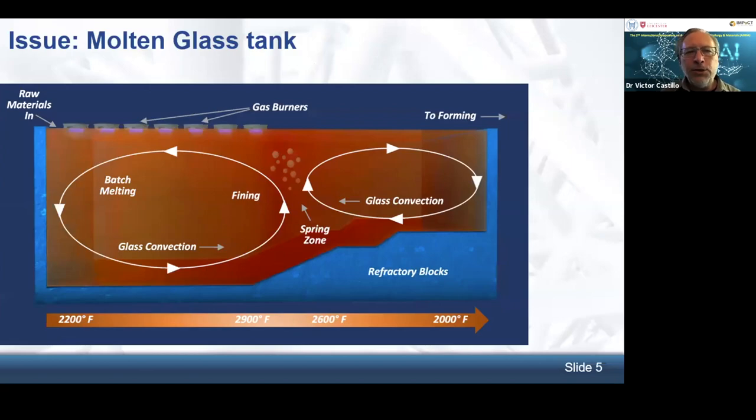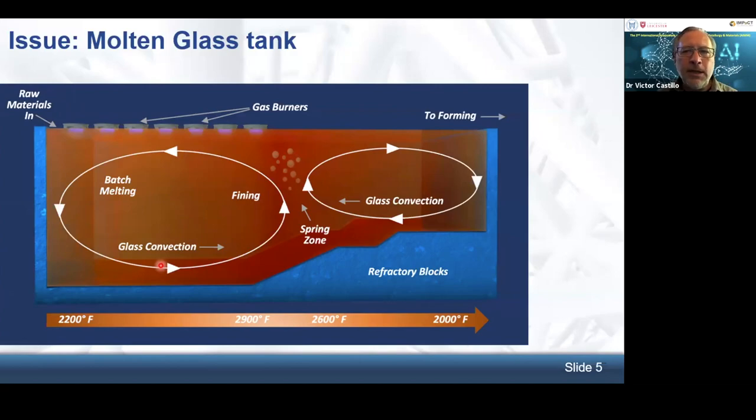This is a cartoon that shows how the glass is processed in this tank. In the upper left-hand corner, you have the raw materials coming in, and they sink in, and the idea is they need to stir this up, and you cannot put an impeller in there because it's molten glass. It's just too hot. So they need to figure out a way to mix the material.